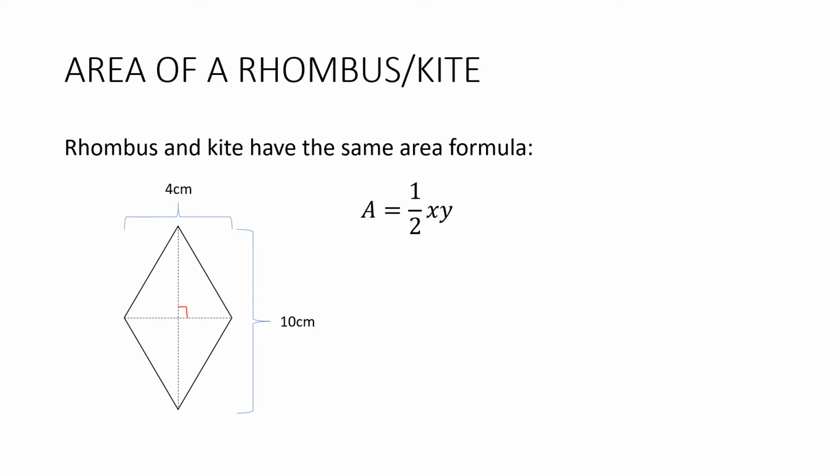So we've got one diagonal being 4 centimeters long, the other is 10 centimeters long. Let's substitute into the formula. Order is not important because we're multiplying. A half of 4 is 2. 2 times 10 is 20. 20 centimeters squared.